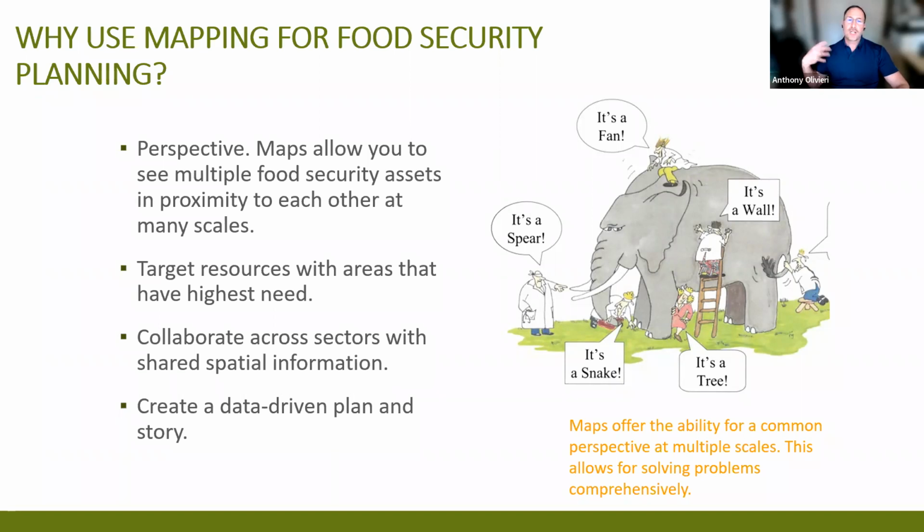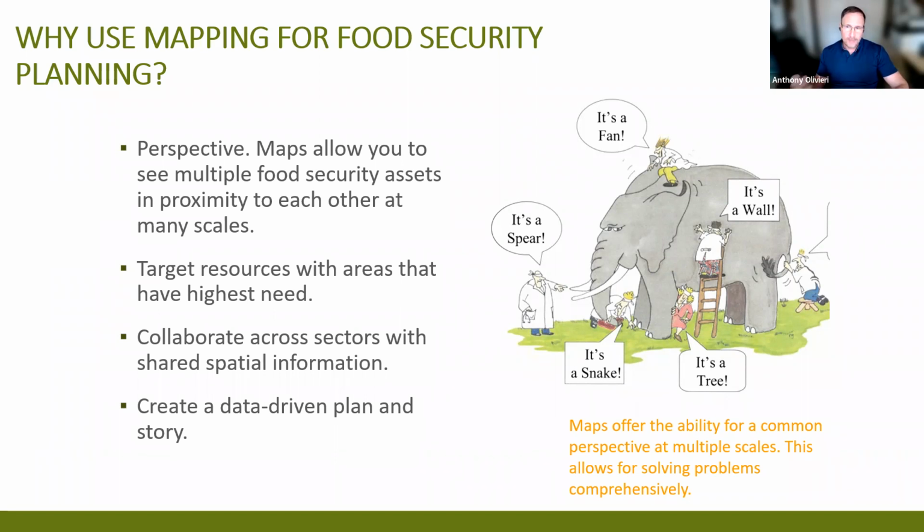And we can see that in the context of an area that has a metric for food insecurity, such as social vulnerability or diabetes or obesity. By understanding the proximity of things, we can better plan. We can also target our resources to where there is highest need or where there are gaps.